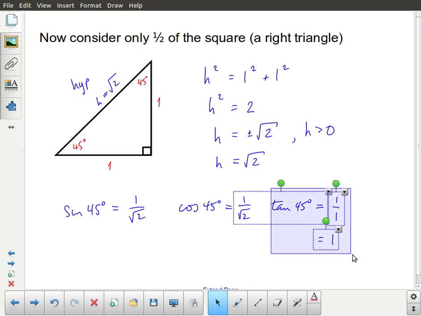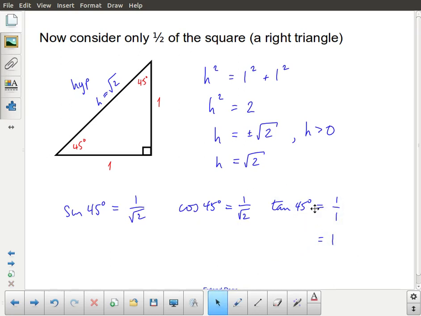For the others, let me just move this over and give myself a little bit more room. I don't think it's going to let me. No, it's not going to let me. Okay, that's all right.